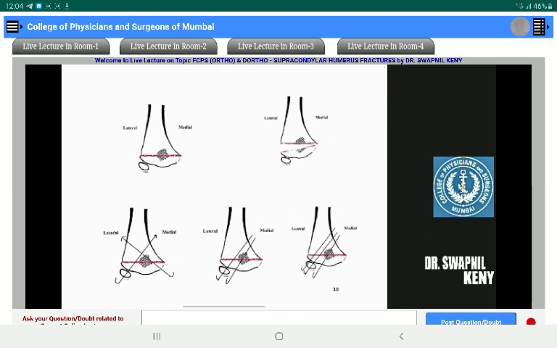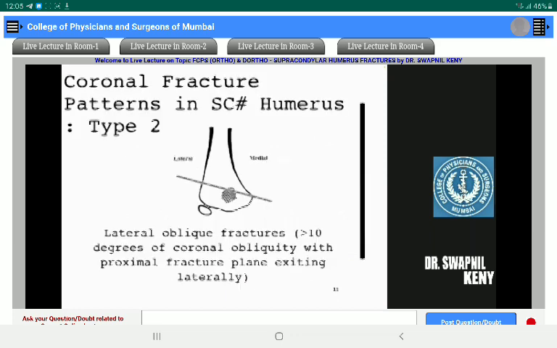So it does not really matter how you fix this, because as long as you get a good hold on both the fragments, which is possible using the cross K-wire technique, using the 2 lateral wire technique, and using the 3 lateral wire technique, you can get a reasonably stable fixation.